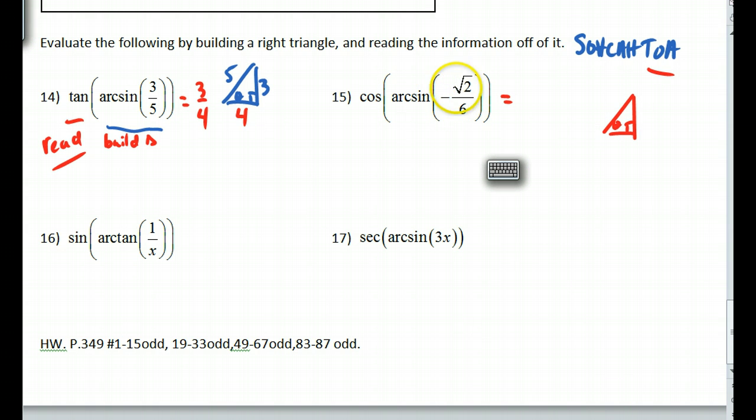Okay, so if we do this one, build a right triangle, call this theta. And if I build this, this is arcsine again, so this would be square root of 2, and then this would be a 6. We'll have to figure out the negatives, and we'll probably ignore the negatives in some respects, but we'll have to talk about it.